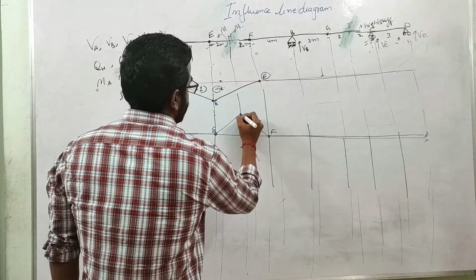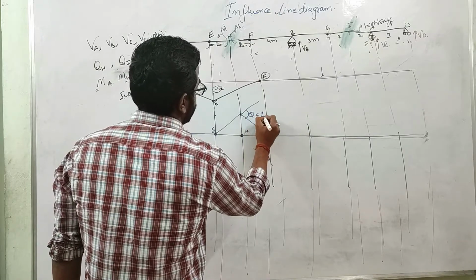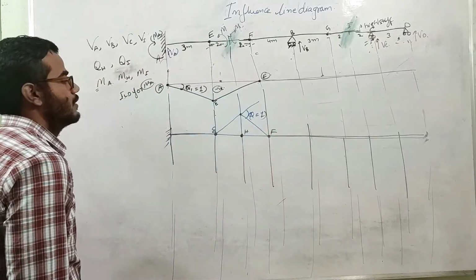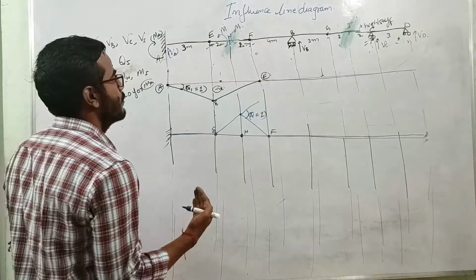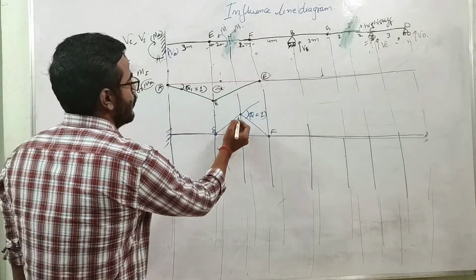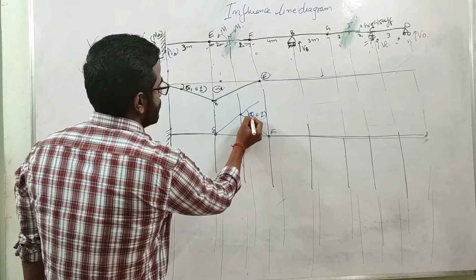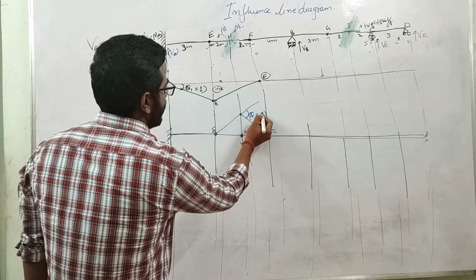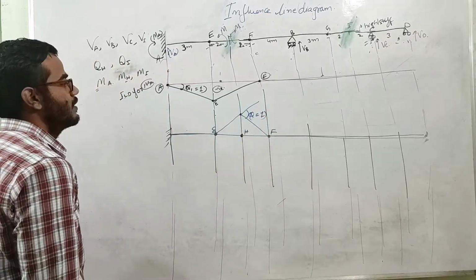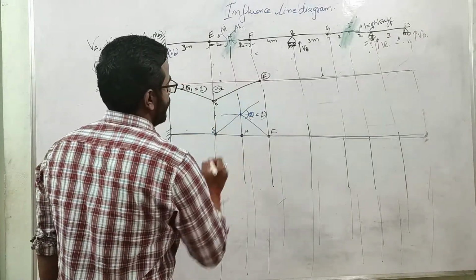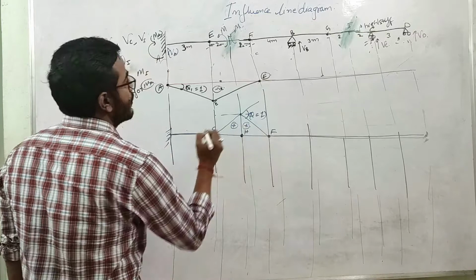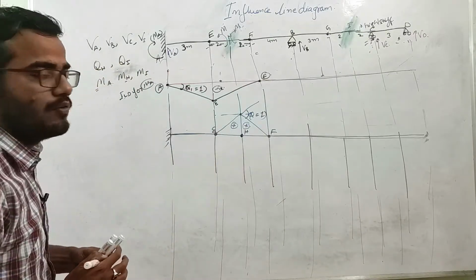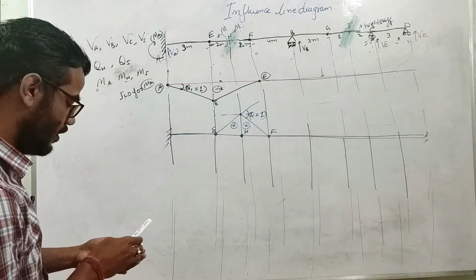So this theta is nothing but unity. You can see that there is no shear deformation between these 2 points. We are not releasing any shear force, only the moment. So theta is 1 over here, unit rotation. So this is the ILD for the bending moment at point H. Now we'll draw the ILD for the bending moment at point I.